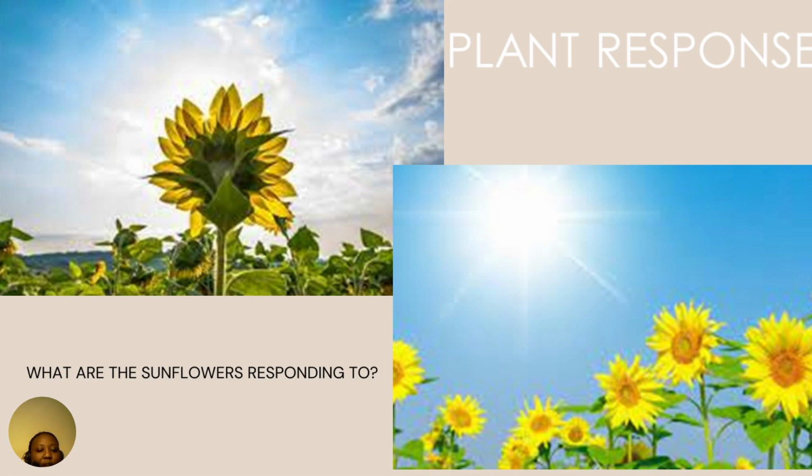Later on in the section, when we are learning about the different tropisms, you will find out that this is phototropism. Phototropism is when parts of a plant respond to a stimulus, and that stimulus, when it's phototropism, is light. So this is an example of phototropism.